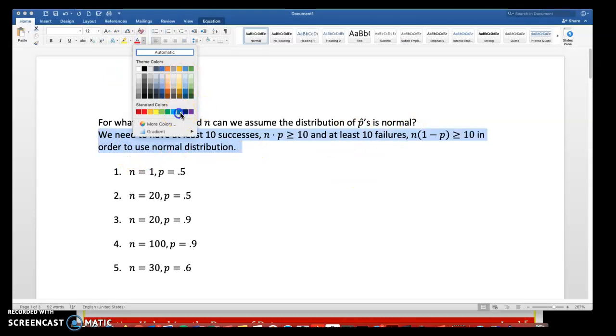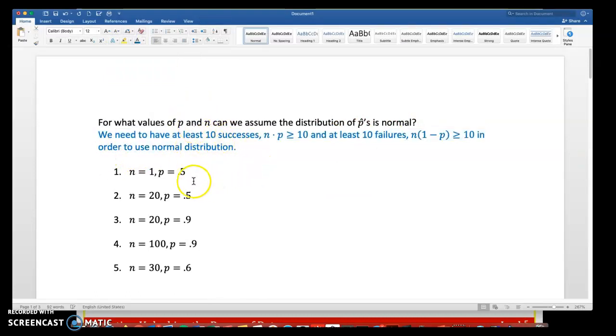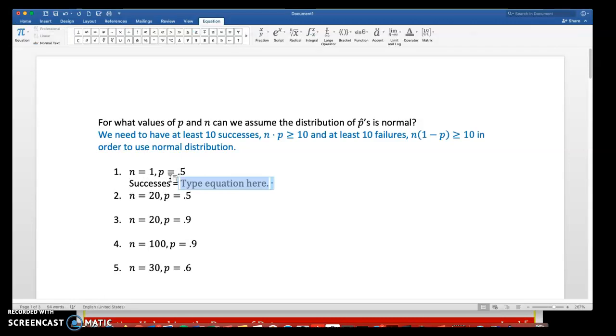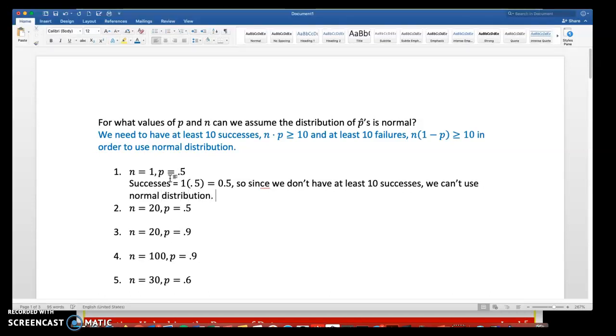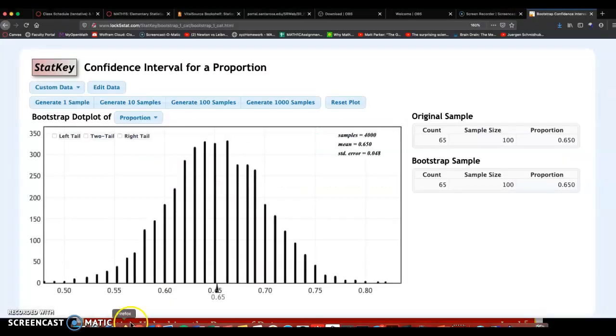All right, I'm going to make a different color to highlight that. So 10 successes, 10 failures. If we just look right here, how many successes do we have? Well, that's just 1 times 0.5 equals 0.5. Since we don't have at least 10 successes, we can't use normal distribution. So with a sample size of 1 and p equals 0.5, we can't use normal distribution.